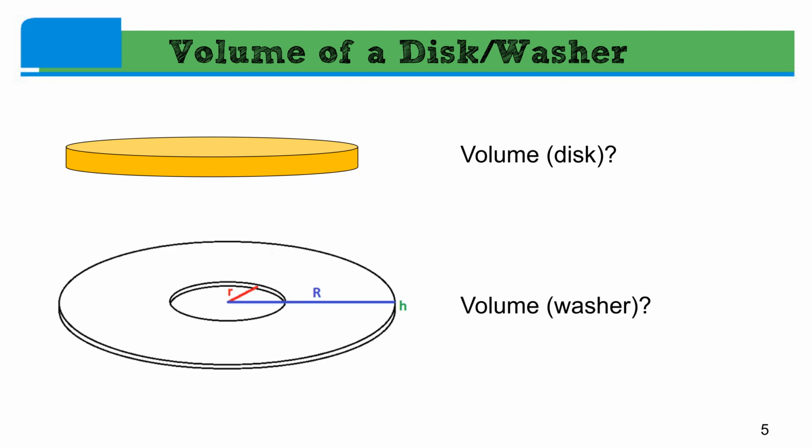Next is a washer, which is a disk with a hole punched through it. You'll notice the notation there. I'm calling the inside radius little r, represented in red, and the outside radius capital R, and then just like the disk, we have a height. How do you find the volume of that washer?